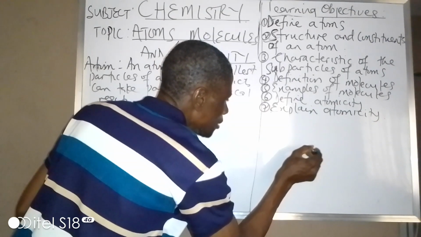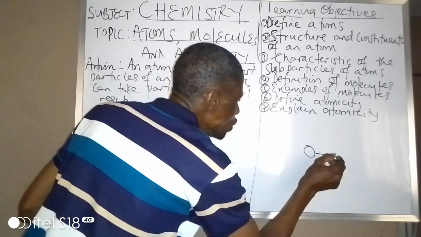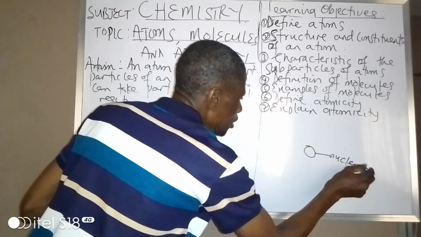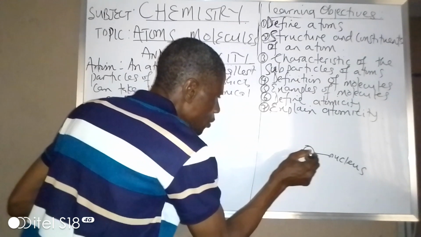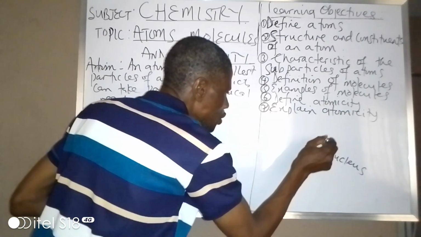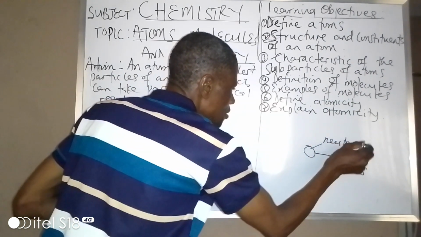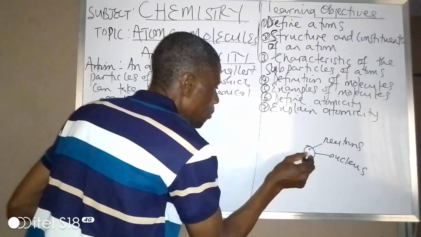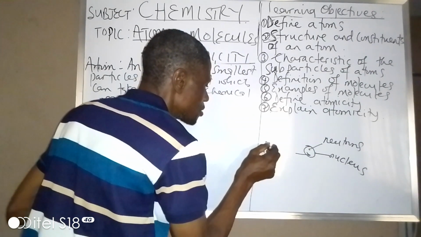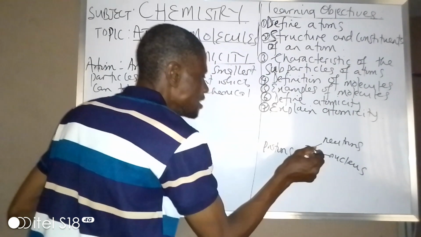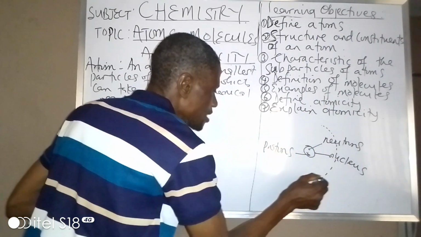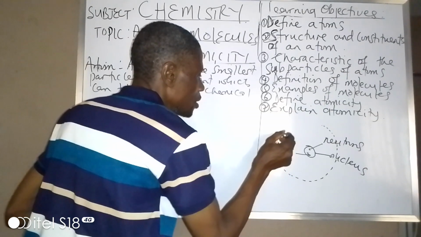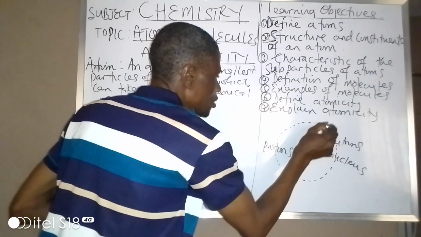At the center here, we have what is called the nucleus. Inside this nucleus, at the center of the atom, we have two particles called what? The neutrons. And the second one is called what? Protons. Protons and neutrons are inside the nucleus. And orbiting around the nucleus like this, in an electrical way, are what we call electrons.